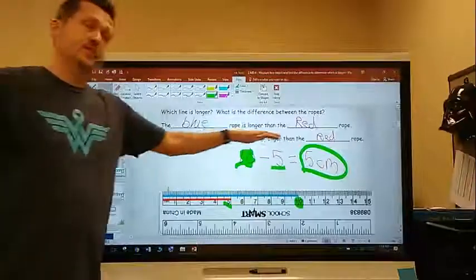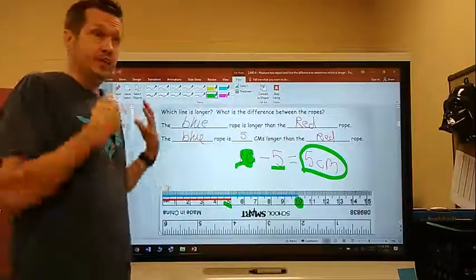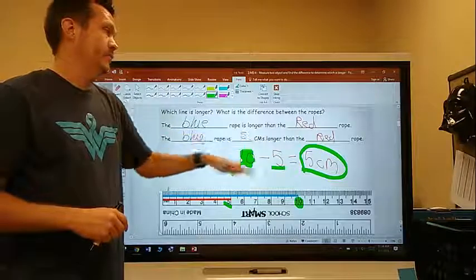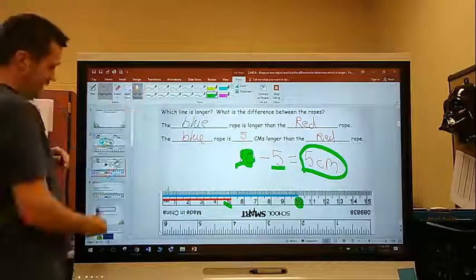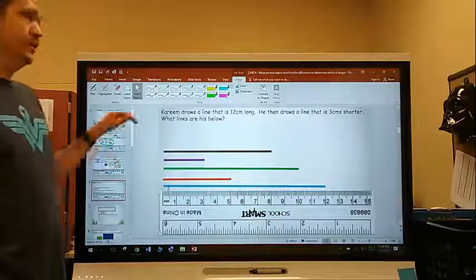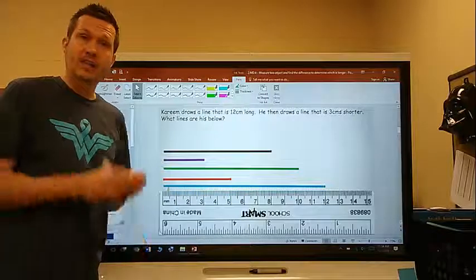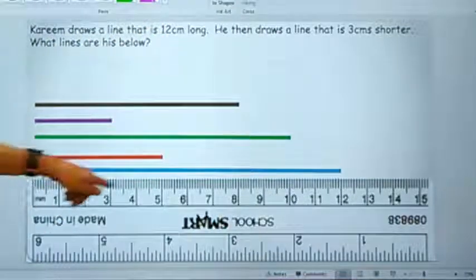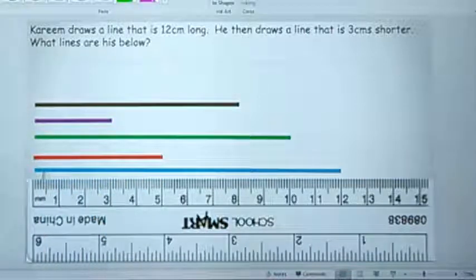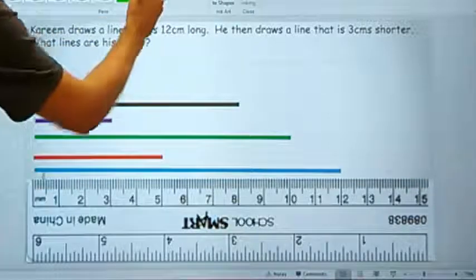So completing those sentence models, you want to make sure that you're looking at them carefully and figuring out how you would put that information to make it accurate and make sense. So let's take a look at this one. Kareem draws a line that is 12 centimeters long. So we're working on centimeters, so I'm going to check my ruler. Yep, I've got my centimeters up. My inches are on the bottom. Kareem draws a line that's 12 centimeters long. He then draws a line that is 3 centimeters shorter. What lines are his below? Okay, so I know Kareem has a 12 centimeter line.